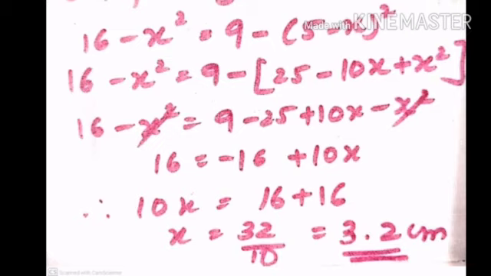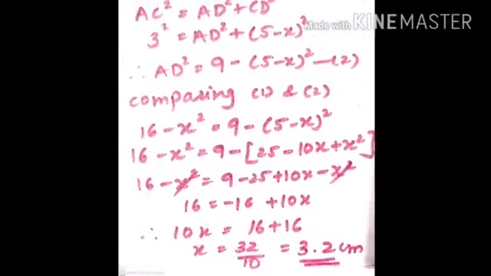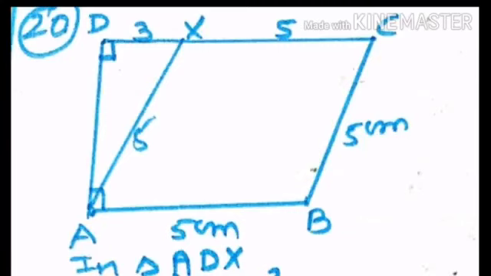So we need to get 10x is equal to 16 plus 16, which is 32. So x is equal to 32 divided by 10, and we all know that dividing by 10 we get 3.2 centimeter, our x value. So likewise we have completed our question number 19.